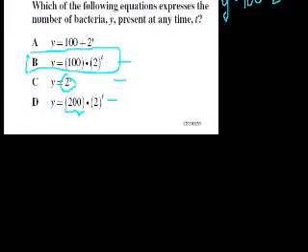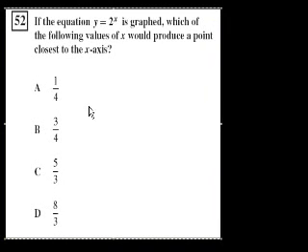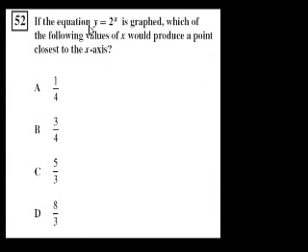Next question. I'm running out of space. Oh, there you go. All right. Next question. I'll write the whole thing here. If the equation y equals 2 to the x is graphed, which of the following values of x would produce a point closest to the x-axis? So if you think about it, let's just think about how that graph would even look.